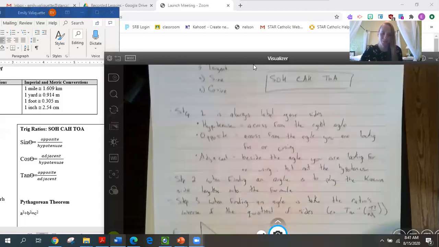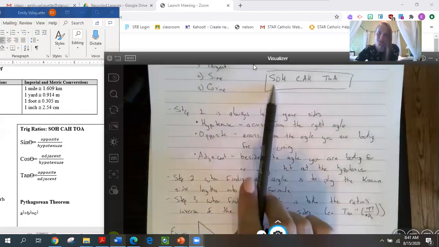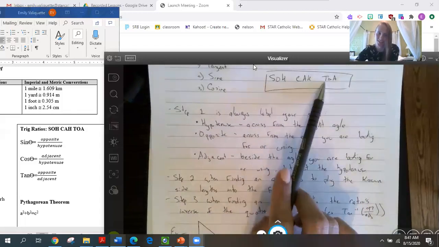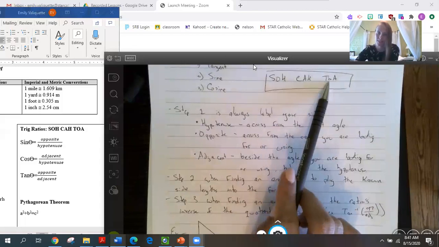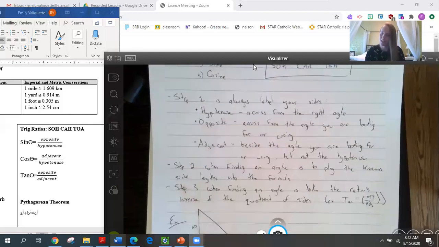And then step two, anytime you're finding an angle, is going to be to plug in the two known side lengths that you need to use, and the sides that you're using depend on whether you're using sine, cosine, or tangent. So for tangent, we always use the opposite side and the adjacent side. And so you're going to plug those into your formula, and then step three, again, if you're finding an angle, is to take the ratio's inverse of the quotient of the sides. And I'll explain what all of that means when we actually get through an example.